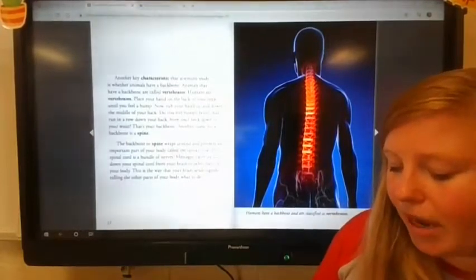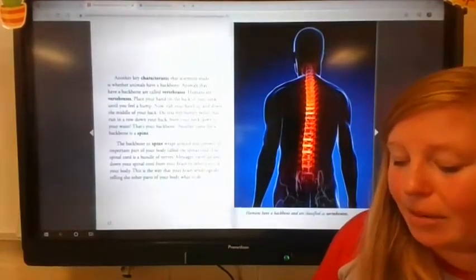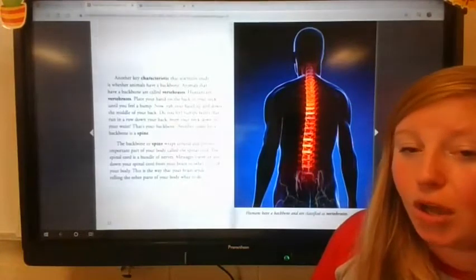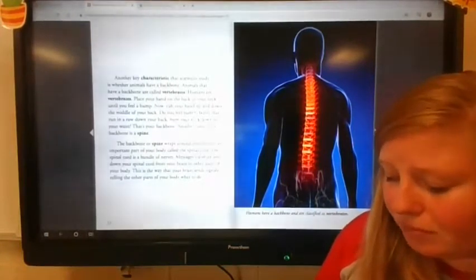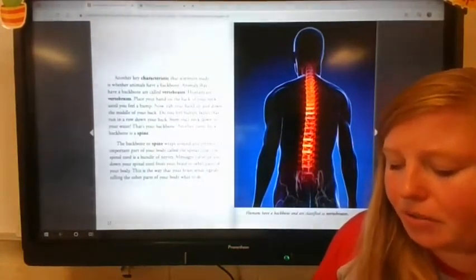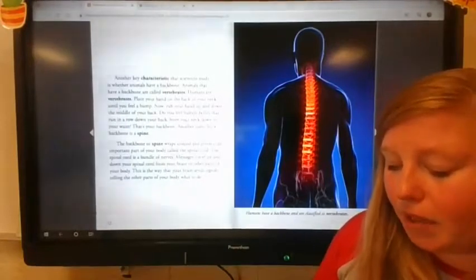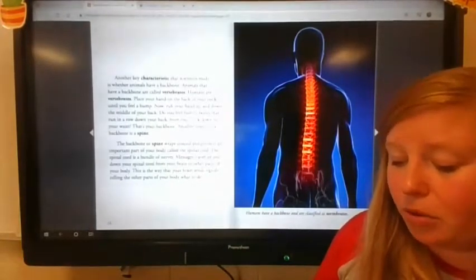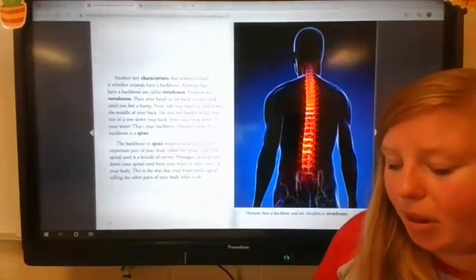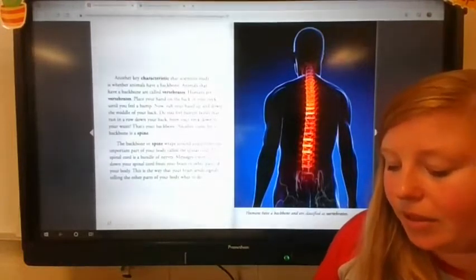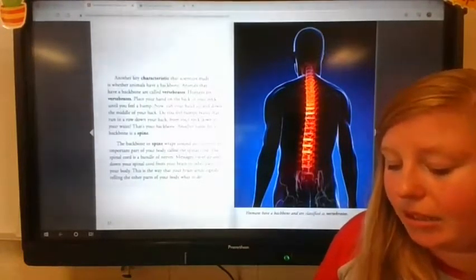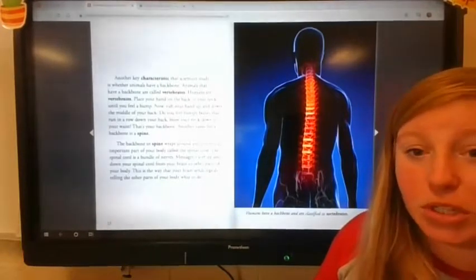The backbone or spine wraps around and protects an important part of your body called the spinal cord. The spinal cord is a bundle of nerves. Messages travel up and down your spinal cord from your brain to other parts of your body. This is the way that your brain sends signals telling the other parts of your body what to do.